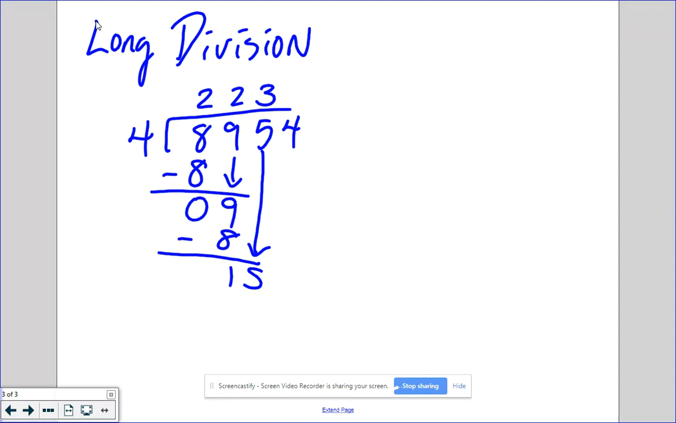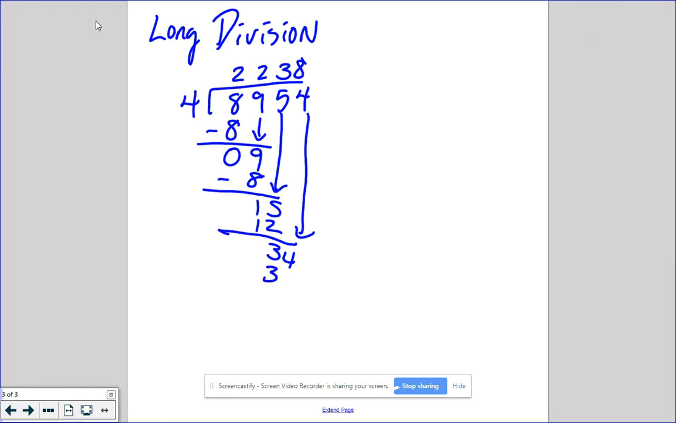3 times. That's 12. Bring down the 4. How many times does 4 go into 34? 8. 32. And you get a remainder of 2.